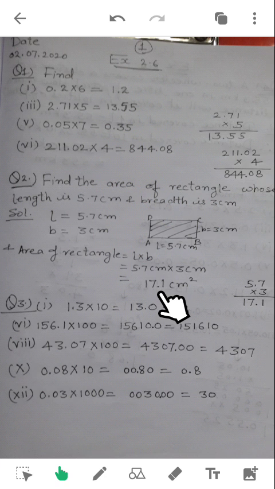And while finding out area, this centimeter is getting multiplied by this centimeter. So centimeter into centimeter will be centimeter square. Its power will be 2.